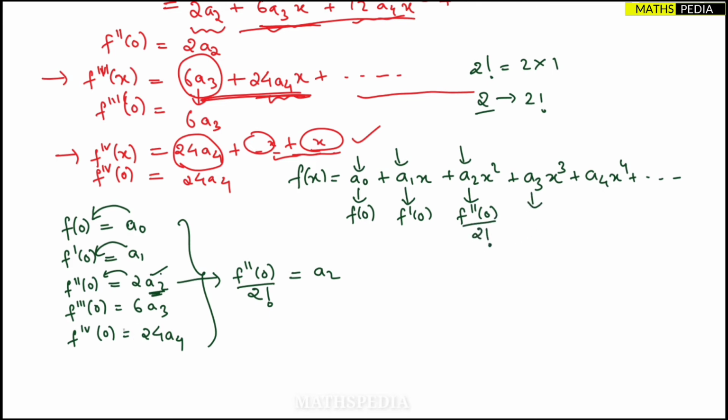What about a3? For a3, here we have 6. I'll shift that to the left hand side. It will be f triple dash of 0 by 6 equal to a3.